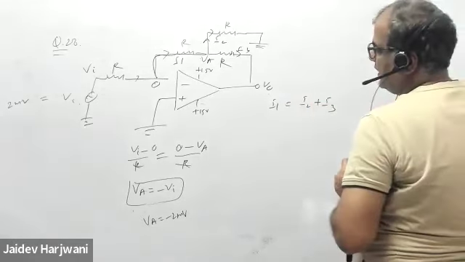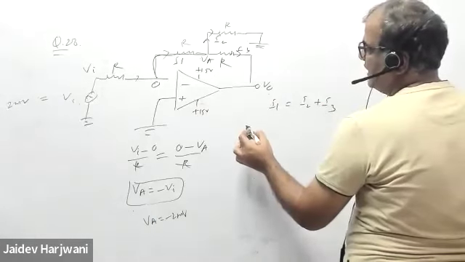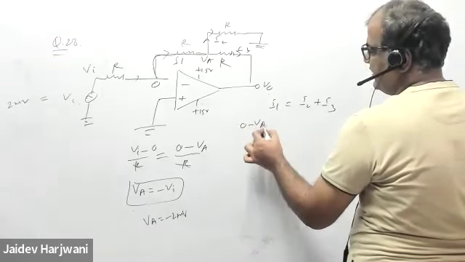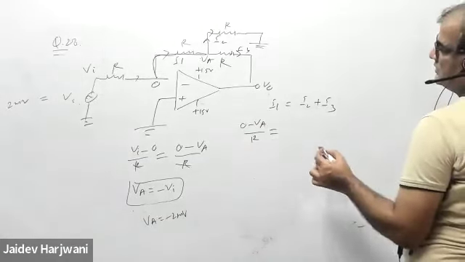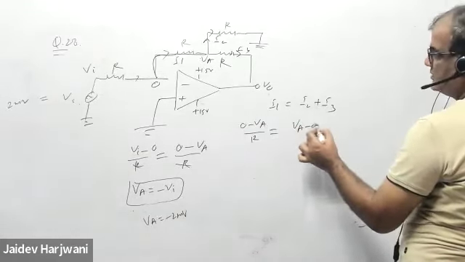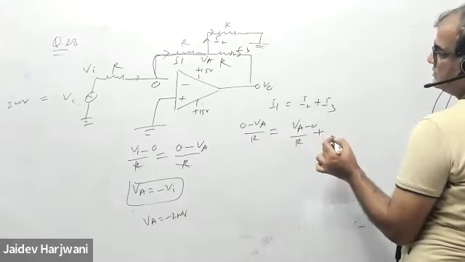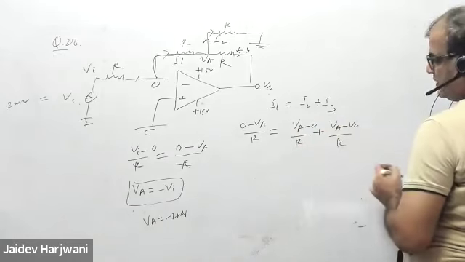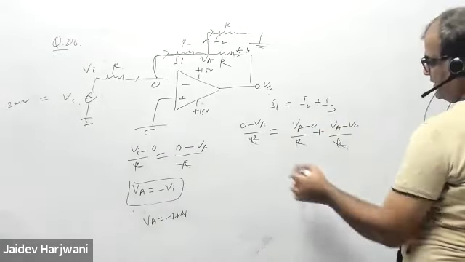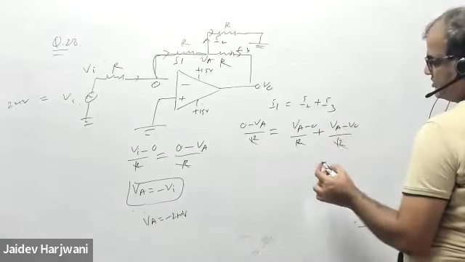And I1, as I just wrote, is 0 minus VA upon R. And I2 is what? I2 is VA minus 0 upon R. And I3 is VA minus V naught upon R. Okay, R cancels. You can find V naught now.